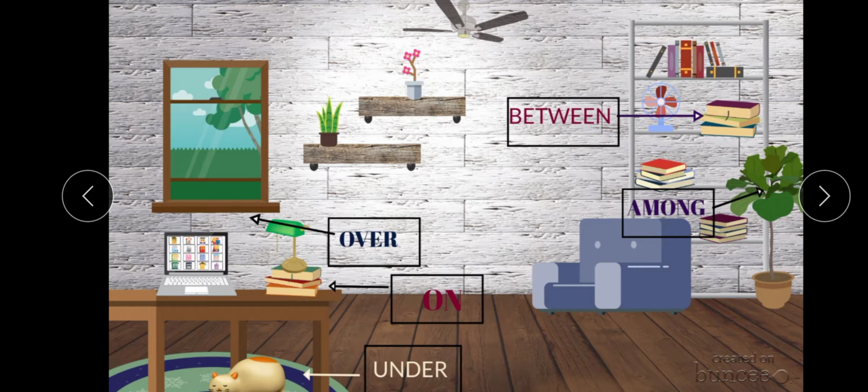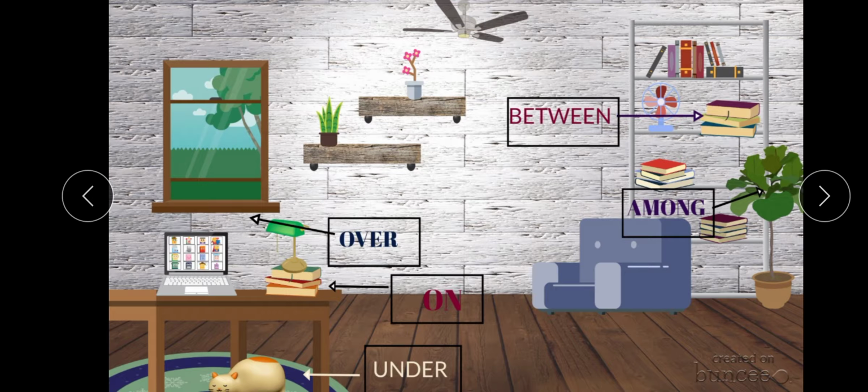Next, over. We use over when something is just vertically above something. Like we can say that the window is over the desktop or the window is over the laptop. Or if any child is standing below the window, we can say that the window is over his head.